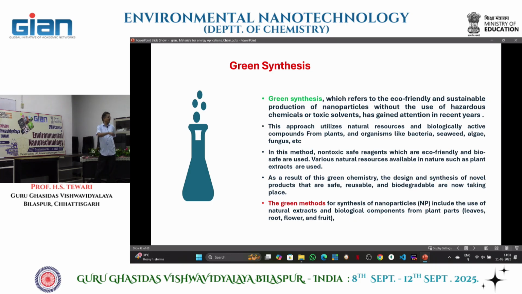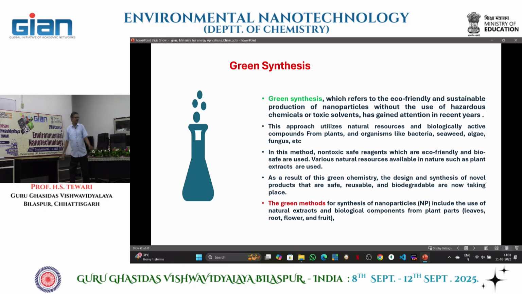This flower is available in our campus, and is called Palas in Hindi. We collected the Palas flower, dried it outside for 1 or 2 days, then washed it, dried it again, and then took the extract from it. And that extract is used as a fuel.